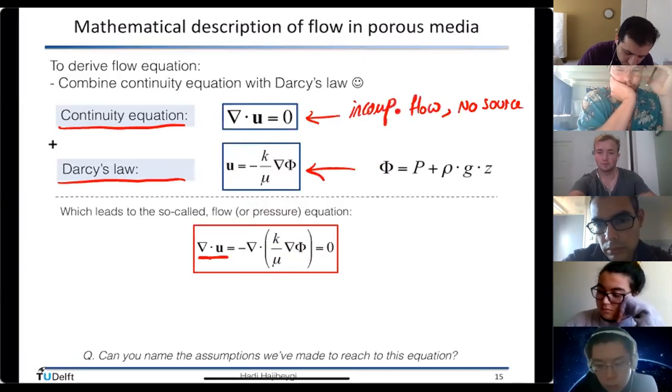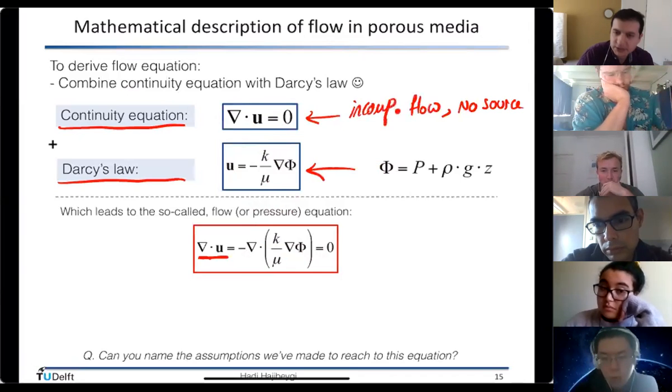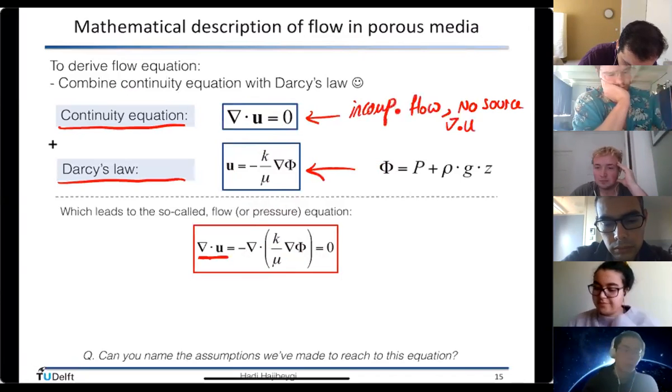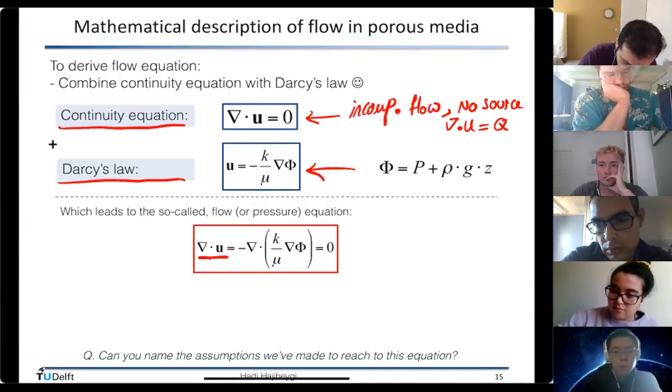If you have source term, you write it divergence U is Q. And that Q can be injection Q when it is positive. So this is with source term.